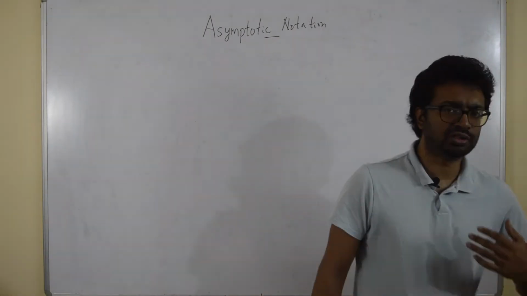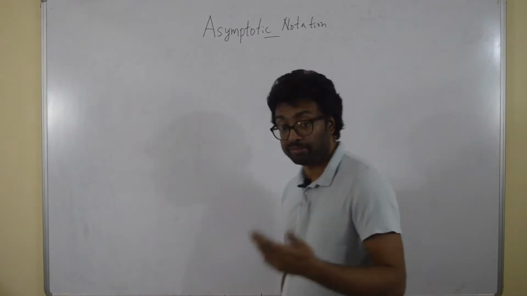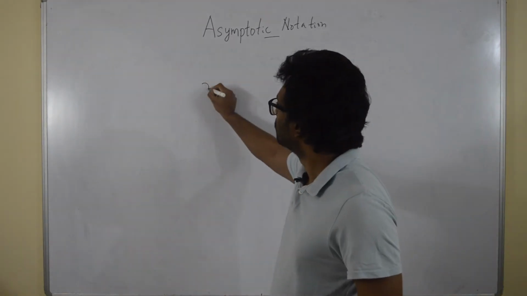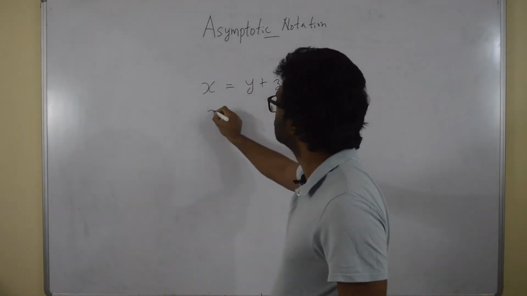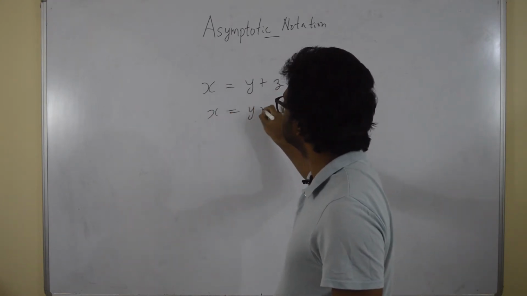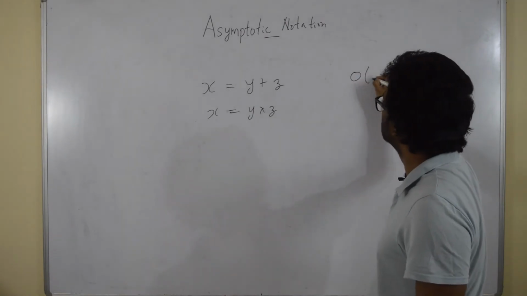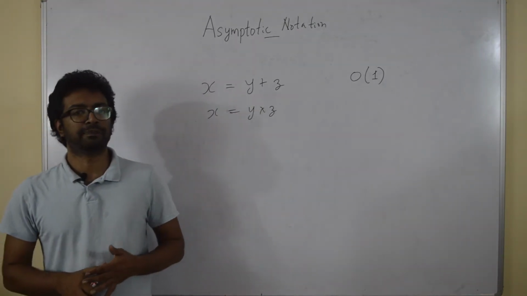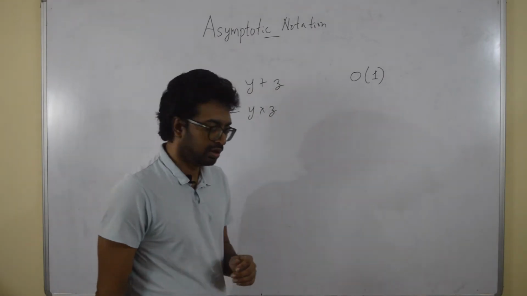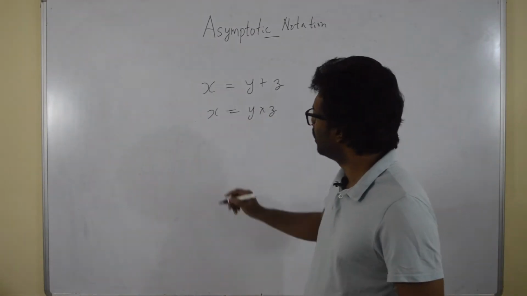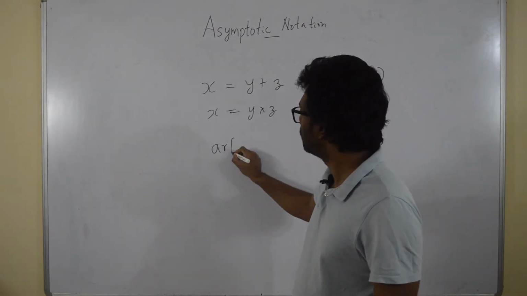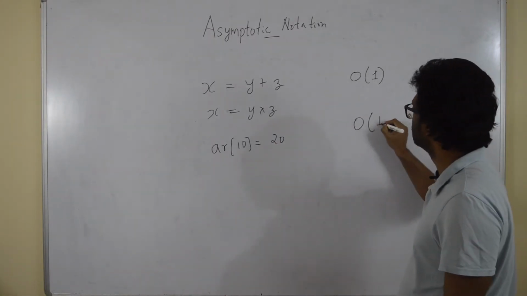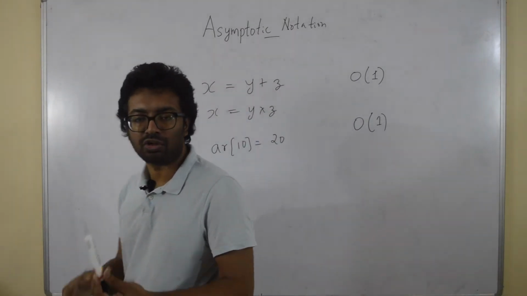So all these arithmetic operations of addition, subtraction, multiplication, division, etc., you can think of as order one operations. These are constant time operations. Or something like, here is an array and you are going to write array of 10 is equal to 20. This is also an order one operation.